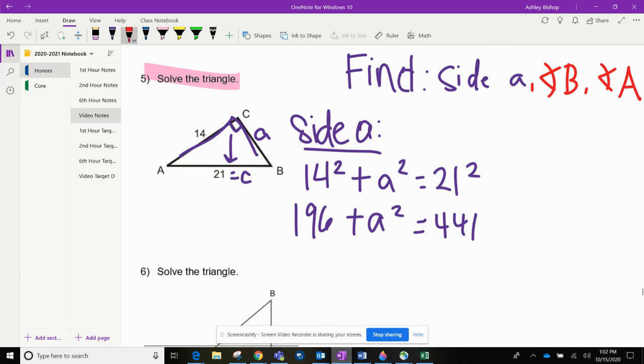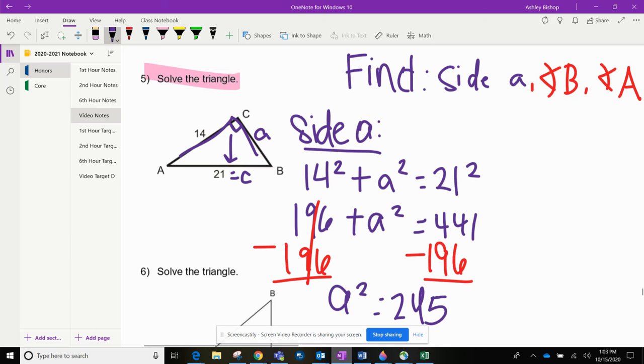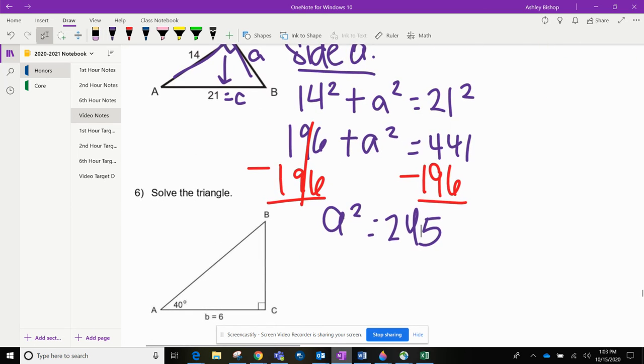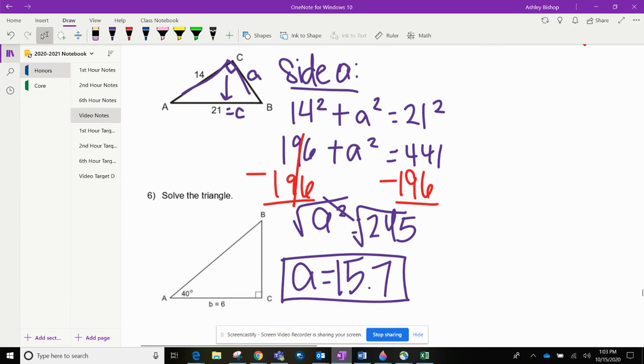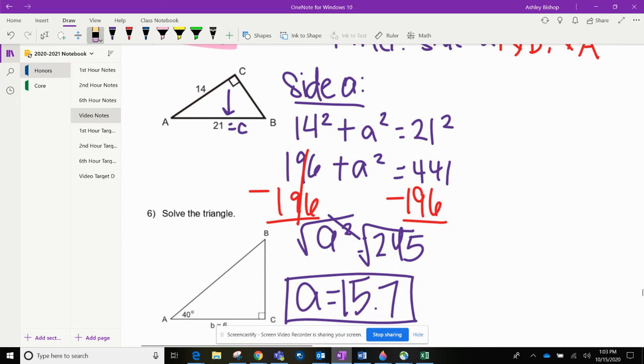I need to get a squared by itself, so I'm going to subtract 196 from both sides. A squared is equal to 245. You need to take the square root of both sides. Square root, those will cancel. So a is equal to the square root of 245, which is not a nice number, so it will give me 15.7. Once I take the square root of 245 and round it to 1 decimal place, I will get 15.7. Since I don't know any of my angles, I can't do any other way.